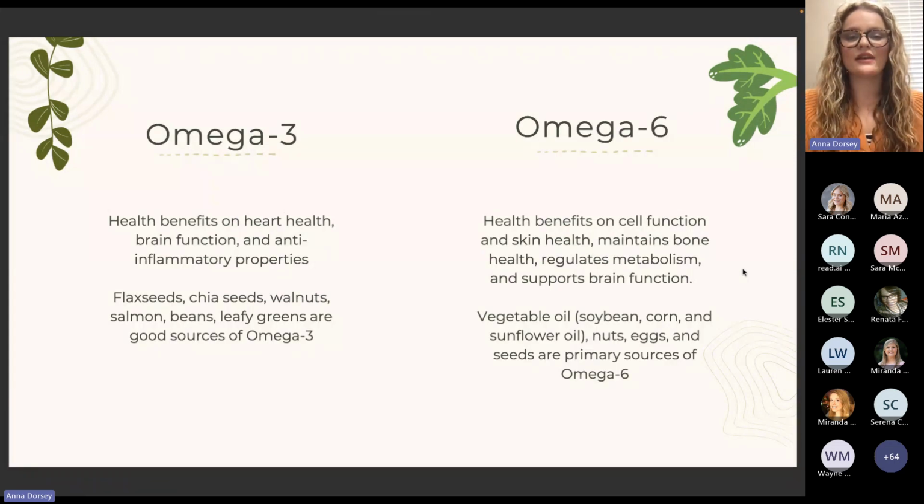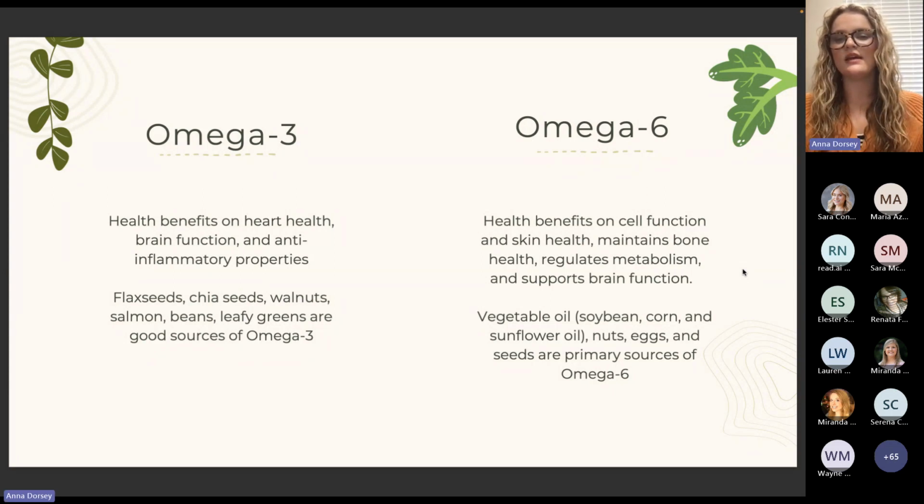So omega-3 fatty acids are going to be really beneficial for your heart health, for your brain function, and they're ultimately going to have anti-inflammatory properties. Some good food sources of omega-3 fatty acids are going to be things like flax seeds, chia seeds, walnuts, salmon, beans, leafy greens. All of those are going to be really great ways of implementing omega-3 fatty acids into your diet.